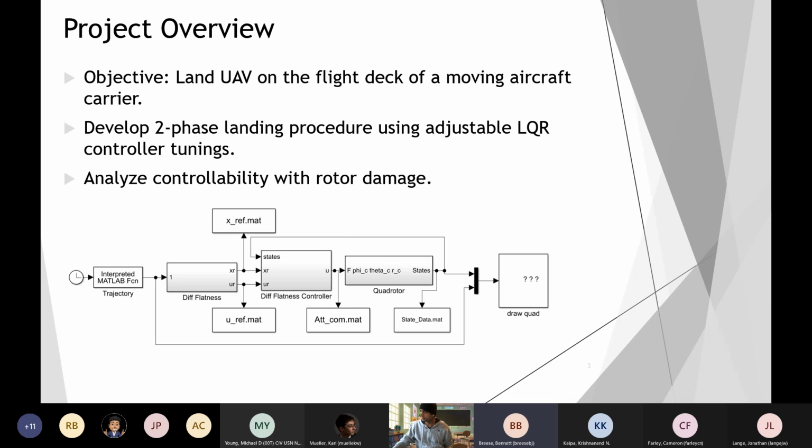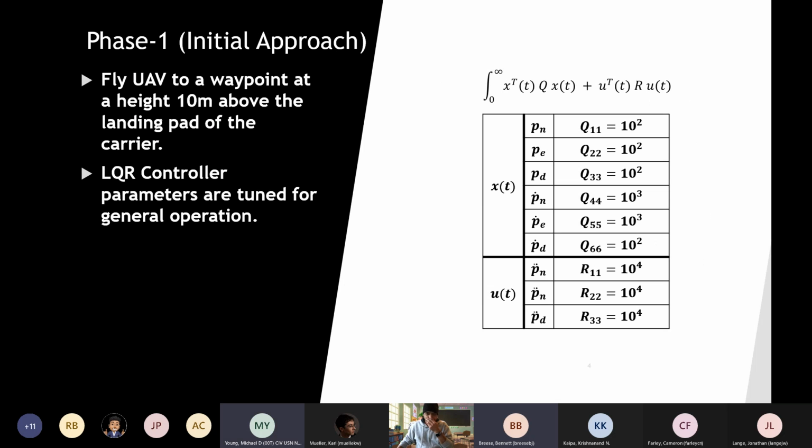The objective is to land the UAV on a flight deck, minimizing the difference between the downward velocities of the two vehicles, and analyze the controllability of the quadcopter if a rotor were to be damaged. And how we did this is the first phase of the landing procedure. So this is just for general operation. We use an LQR controller, and it's tuned so that it can operate efficiently in most circumstances.